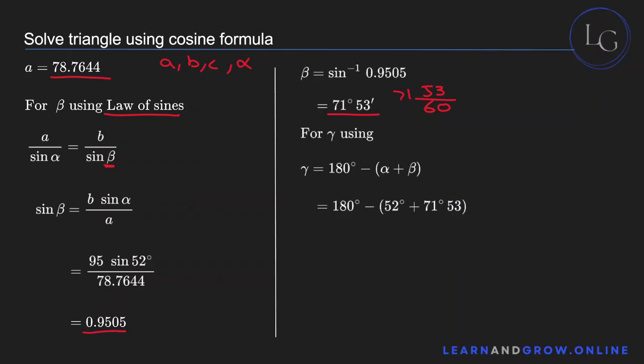And yeah, instead of using the law of sines, you can just use the logic that the sum of all the angles in a triangle equals 180. So gamma is equal to 180 minus alpha plus beta, which just gives you 56 degrees and 7 minutes, or 56, 7 over 60. So now you have everything you need to solve the triangle.